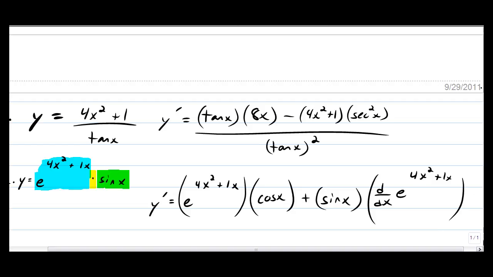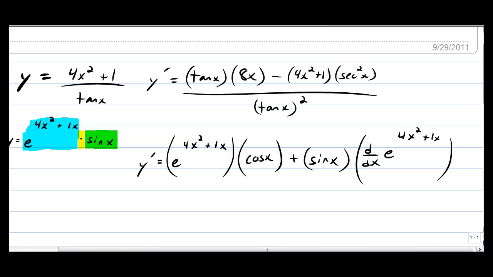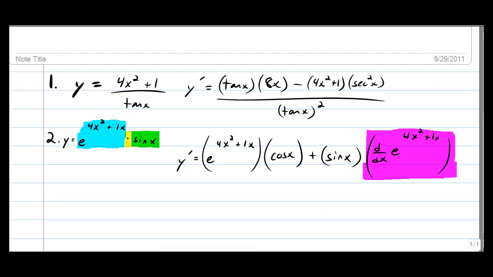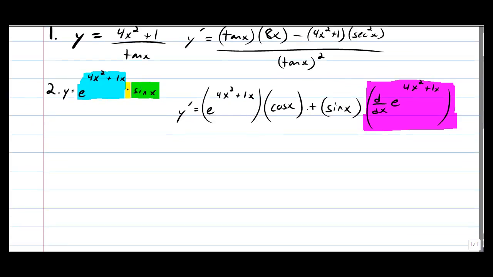So I'm almost done, except for the fact that I don't really want to leave this in my answer. If I stopped there, I'd still have a derivative needing to be found in my answer. So we'll take this down one more line. Realize the only other work I need to put into this problem is actually finding the derivative of that piece in purple. So I'll do some work real quick.